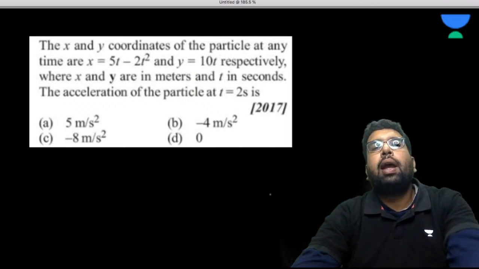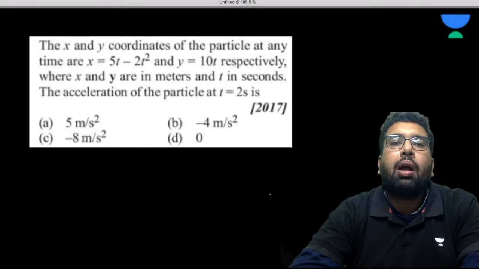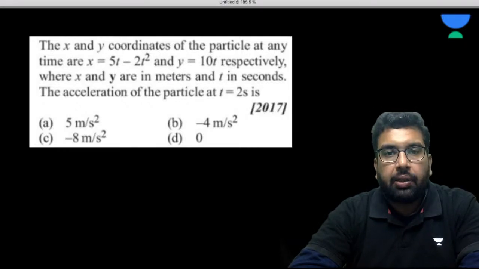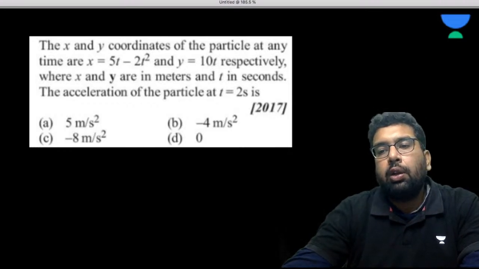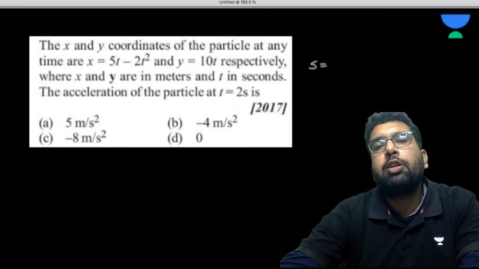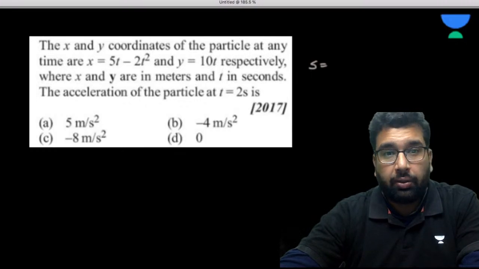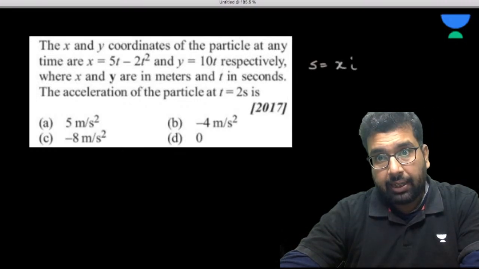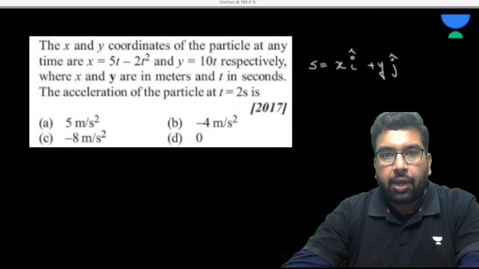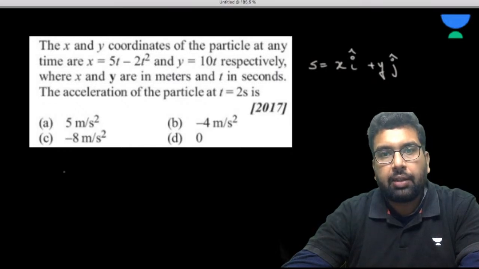So how can we do it? The x and y coordinates of the particle at any time are given, where x and y are in meters and t is in seconds. We need the acceleration of the particle. So can I write it like this? Since this is two dimensional, we can use the concept of Cartesian. Can I write it as xi plus yj? Something is displacing in both x and y directions, so I can represent the vector in Cartesian form as x i cap plus y j cap, right? Yes, sir, absolutely.